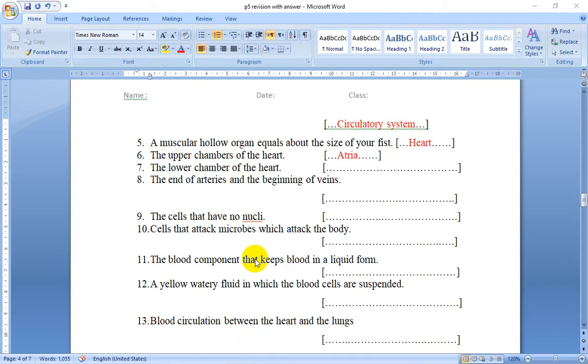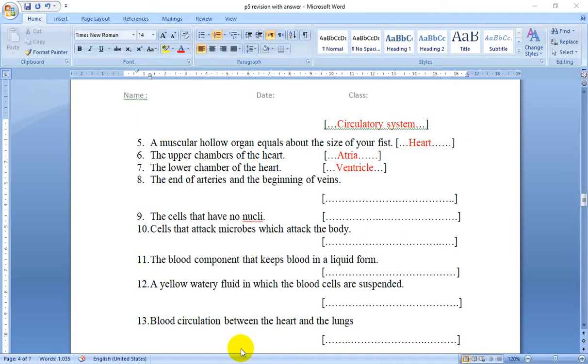Look at the second question. The lower chamber of the heart. So this is ventricle. The lower chamber of the heart, ventricle.